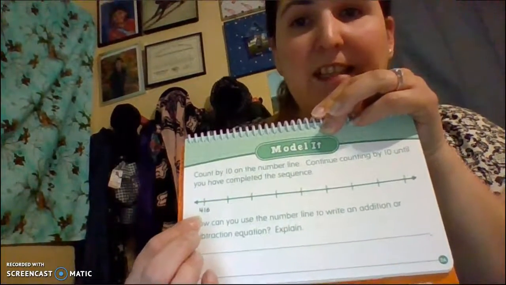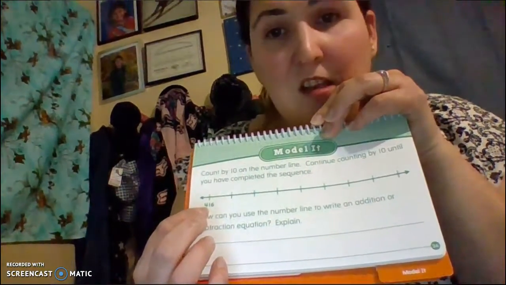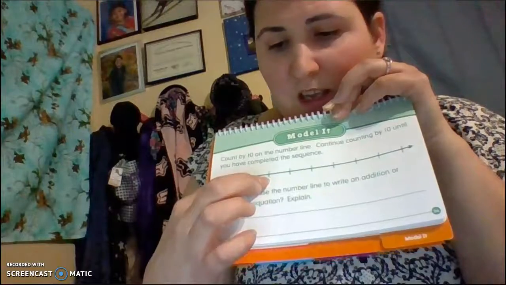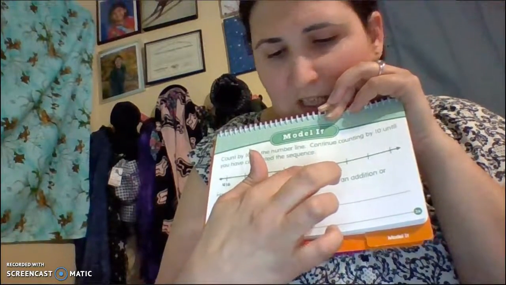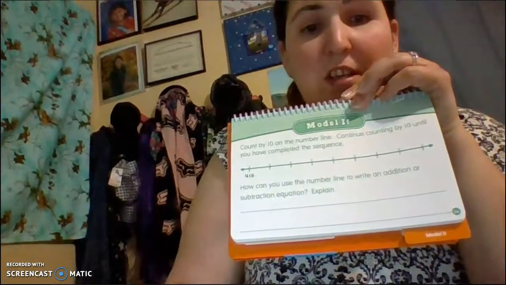So we have 416. And if we count by tens starting at 416, we're going to change the 10 column number. So here we have 16, so we're going to go 416, then we're going to go 426, 436, 446, 456, 466, 476, 486, 496. And then it asks you, how can you use the number line to write an addition or subtraction equation?